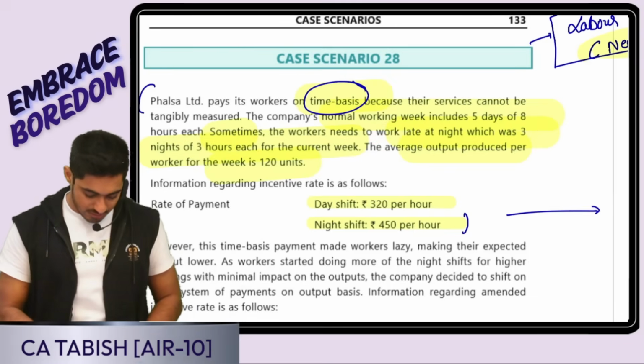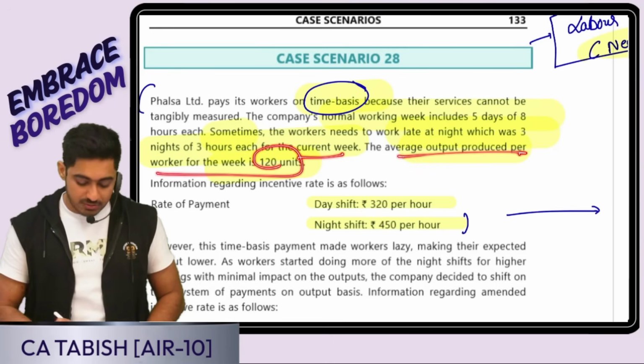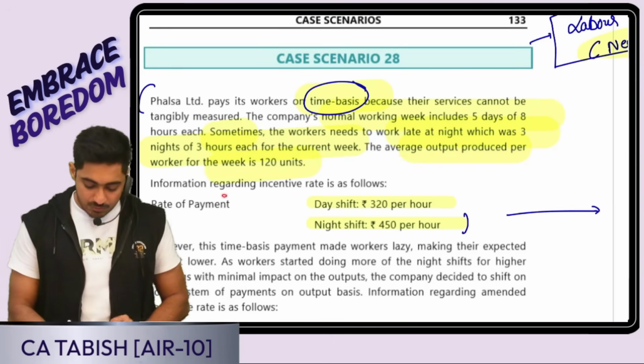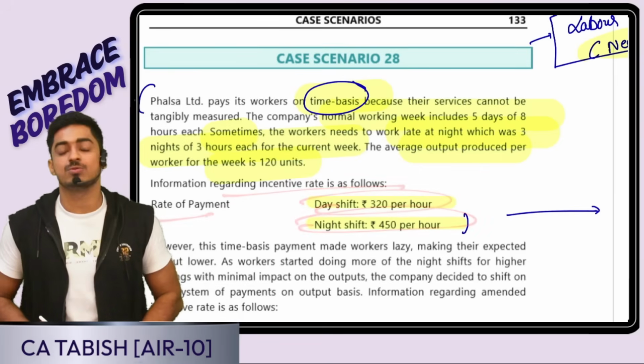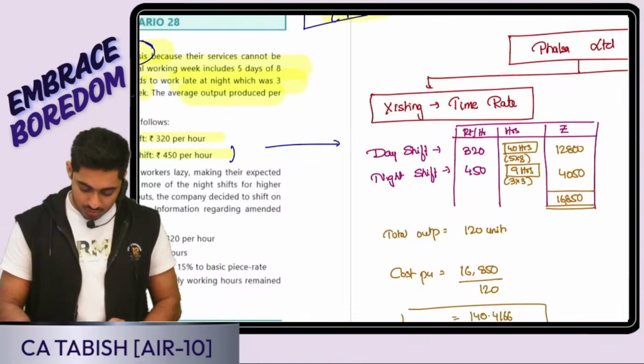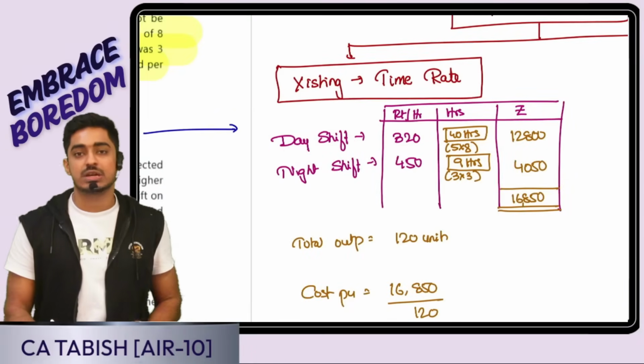Is this clear, everyone? For the current week, the average output produced per worker is 120 units. Information regarding incentive is given: day shift is 320 per hour, night shift is 450 per hour. Can I calculate the total cost? Okay, day shift I am paying 320 per hour. Total how many hours did we work in the day shift?